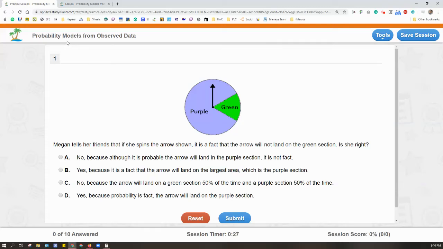Here we go. Probability models from observed data. Number one, Megan tells her friend that if she spins the arrow shown, it is a fact that the arrow will not land on the green section. Is she right? We'll take a look at that spinner there.